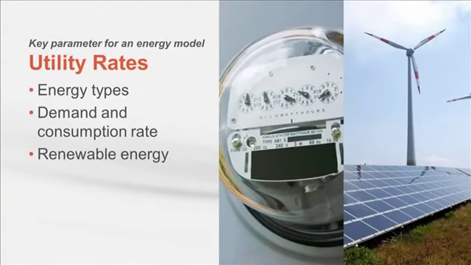The last key parameter I will cover is the utility rates. There are many utility rates for various energy types, so results with combined utility rates can often be misleading. Consumption and demand charges can be very different from one utility company to another. This should be accurately input into the modeling tool in order to reflect annual energy cost comparison for buildings or chiller plants. Renewable energy can also come into play when more and more designs are targeting net zero energy buildings.